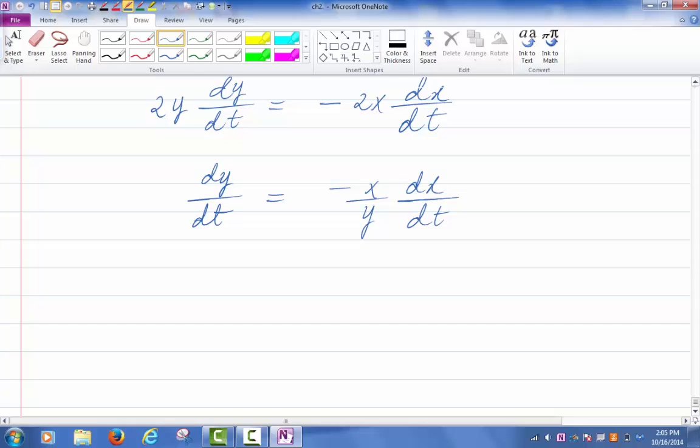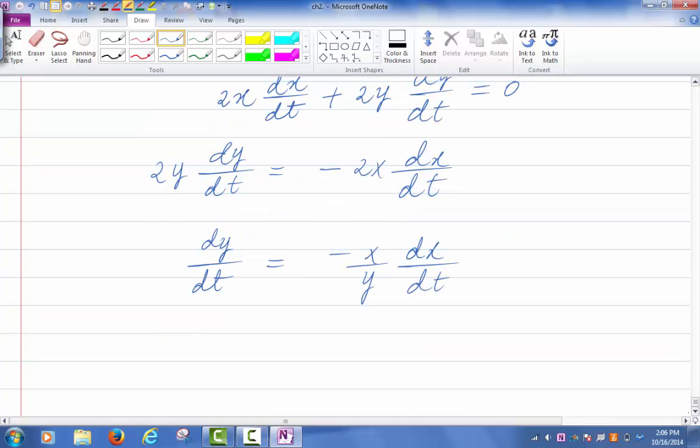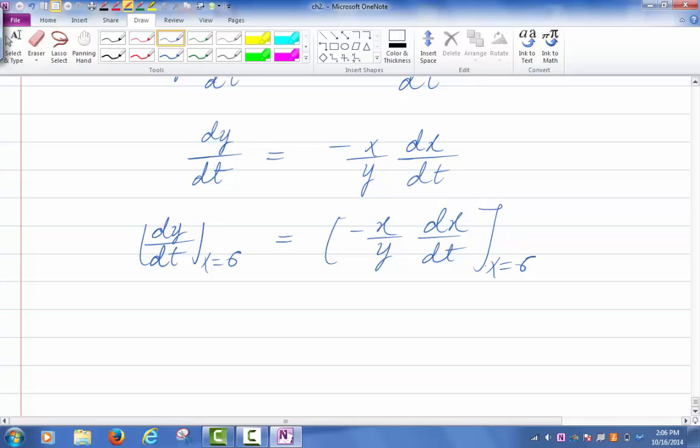Now we need to find dy dt at what moment? Yeah, so we need to find dy dt at the moment when x is 6. So I need to evaluate the right hand side at the moment when x is 6, right? Now the question is, when x is 6, what is y?